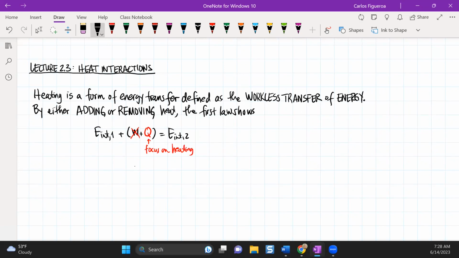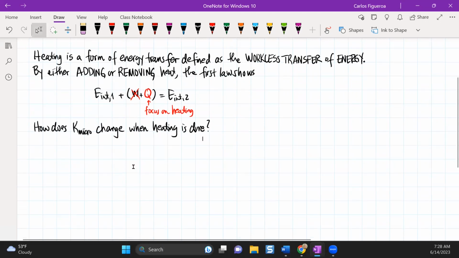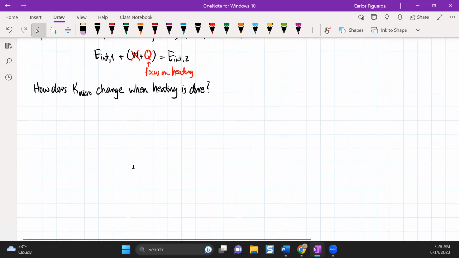So then this begs the question, how does K micro change when heating is done? So before we get to that question, what we should really talk about is, why is heating and working on the same footing?